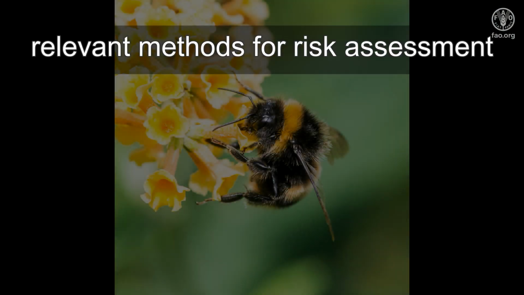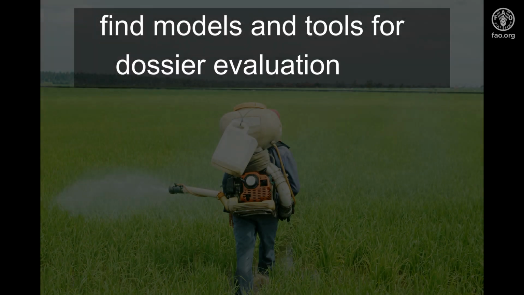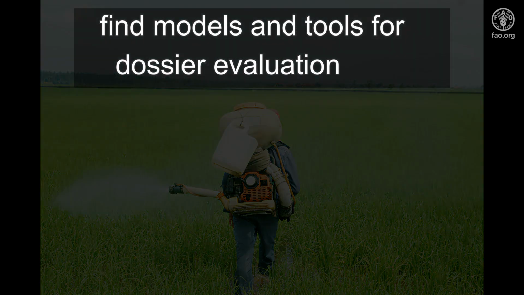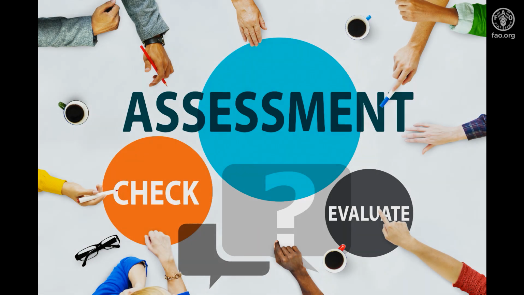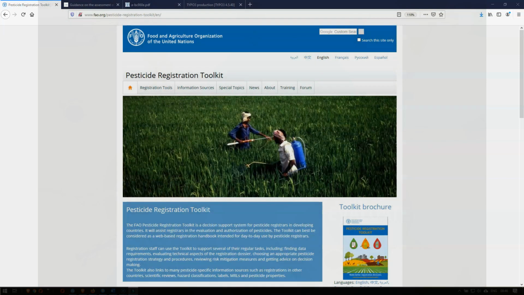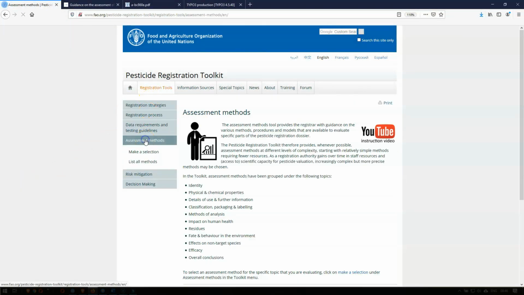Do you need to evaluate the risk of a pesticide to pollinators and are you looking for relevant methods to do so? Are you in the process of assessing possible exposure of farmers to a pesticide? And do you want to compare the outcome of different computer models? These are topics that are covered in the Assessment Methods module in the FAO Pesticide Registration Toolkit. You will find the Assessment Methods module under the Registration Tools in the left-hand menu.